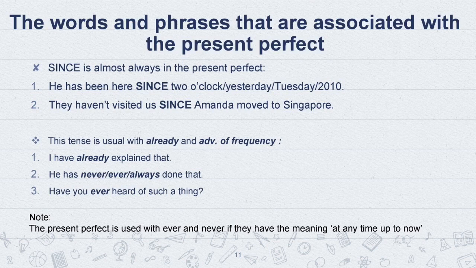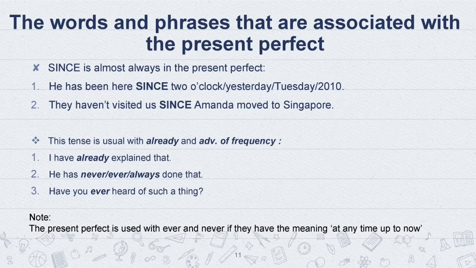He has been here since 2 o'clock. He has been here since yesterday. He has been here since Tuesday. He has been here since 2010. And number 2, they haven't visited us since Amanda moved to Singapore. So, since indicates the time used in the present perfect.